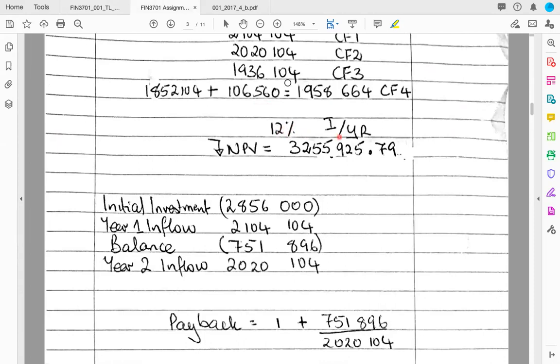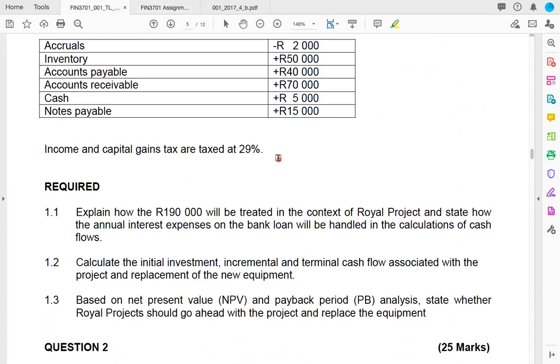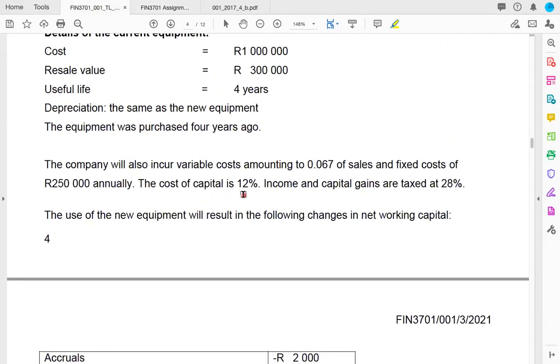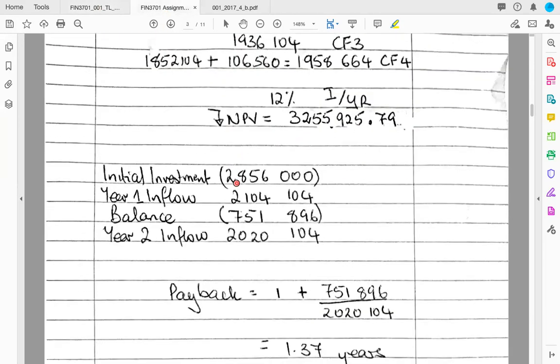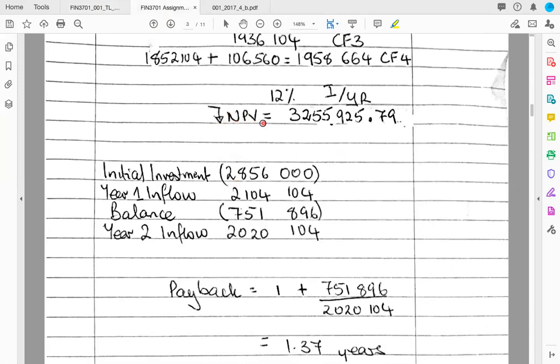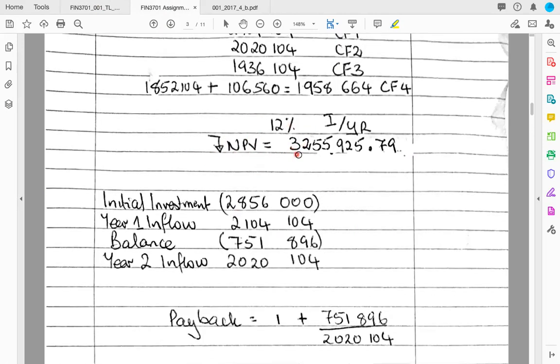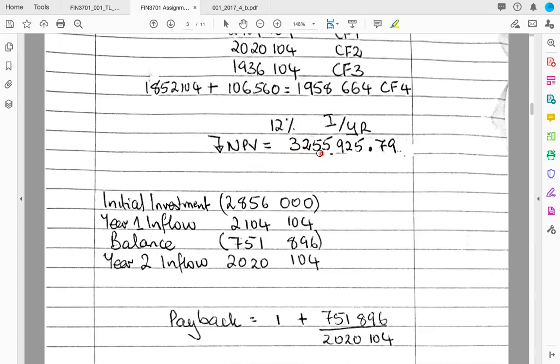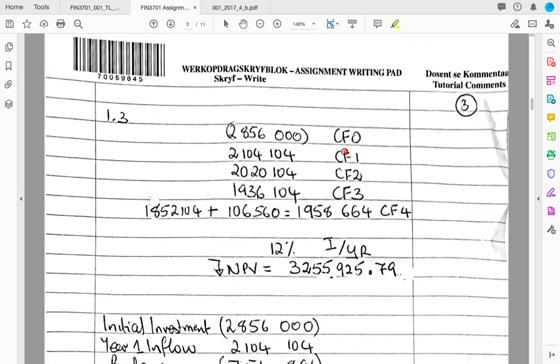We use a discount rate of 12%. As we have been told in the question, the cost of capital is 12%. Then you press the NPV key, depending on the calculator you're using, and you get 3,255,925. So this is the NPV.